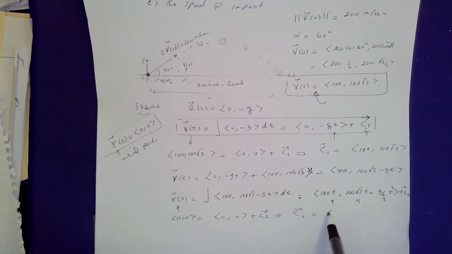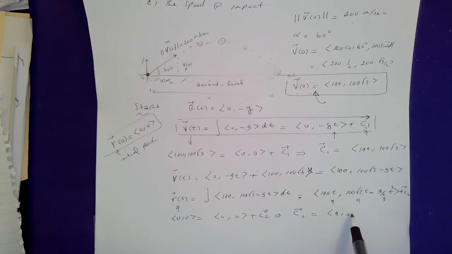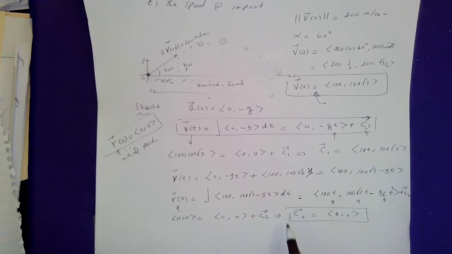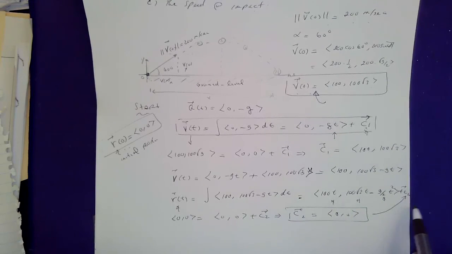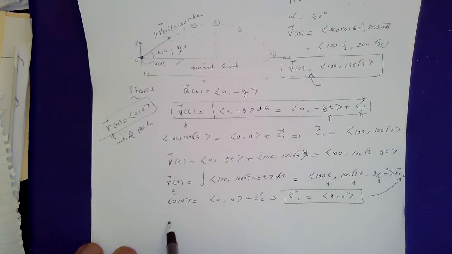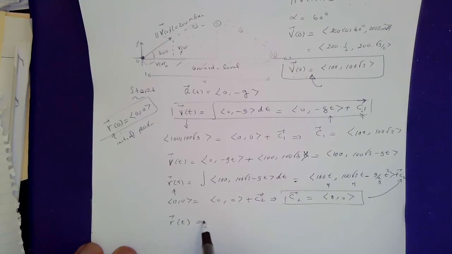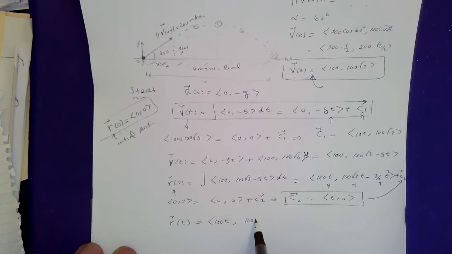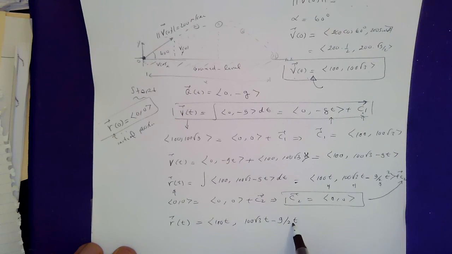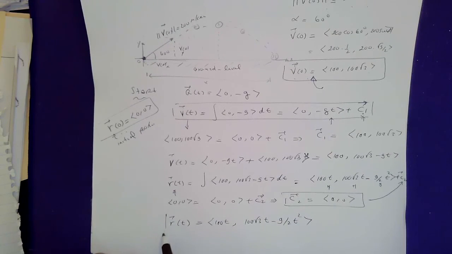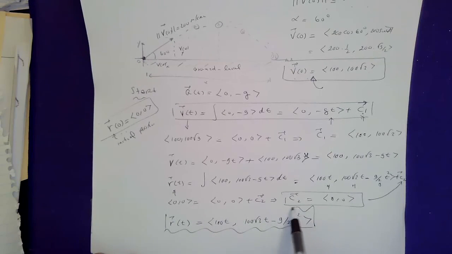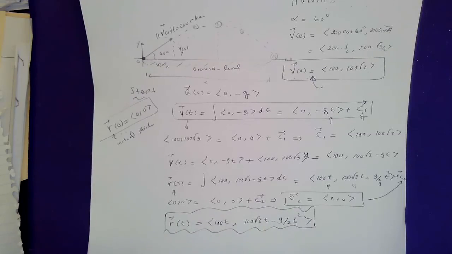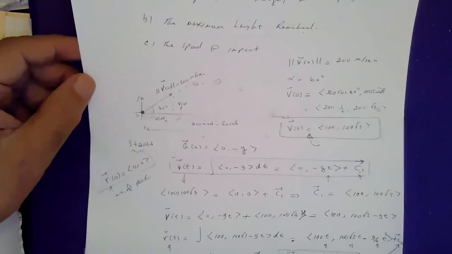c2, which is a vector, 0 minus 0 is still 0, so it's 0. So go back here and replace the c2 with 0. So your position function is 100t, comma, 100 square root of 3 t minus g over 2 t squared. So we got our position vector. Now I can answer the following questions.